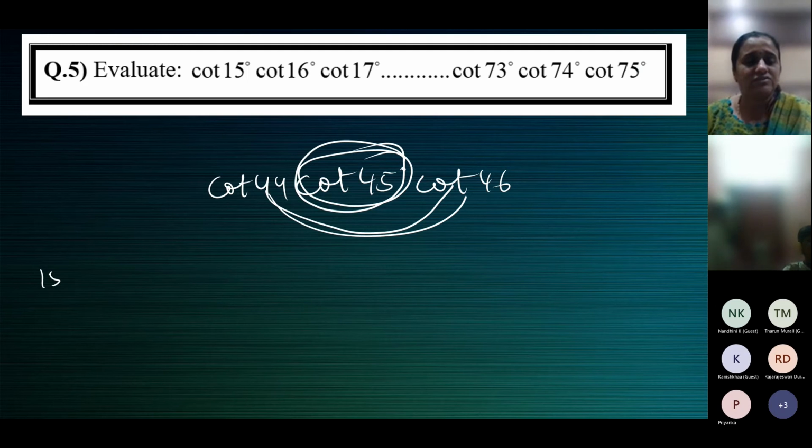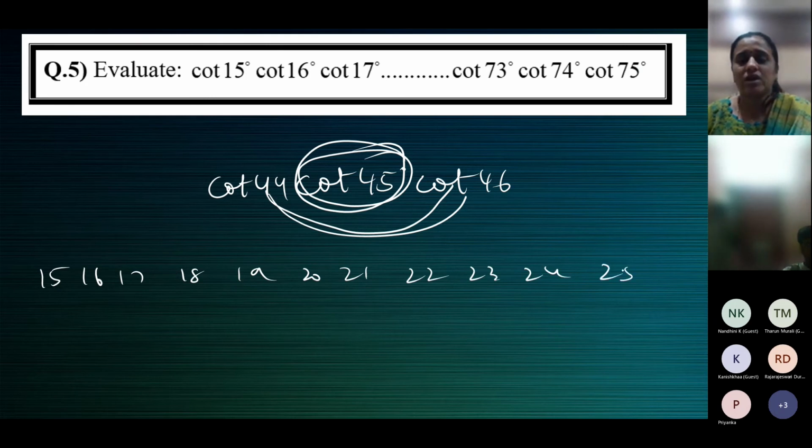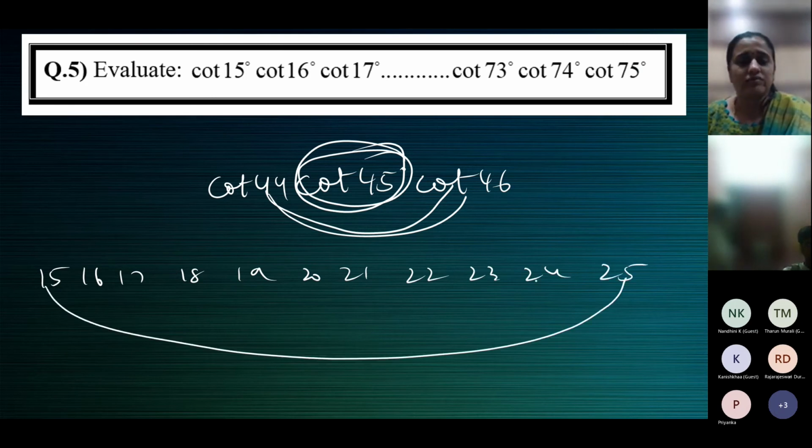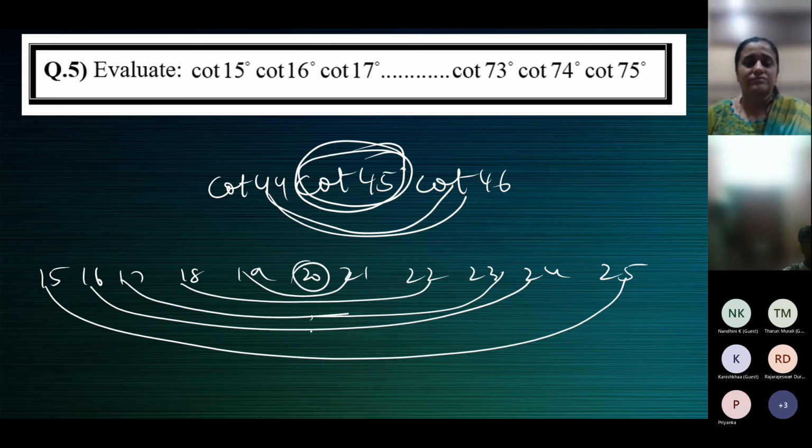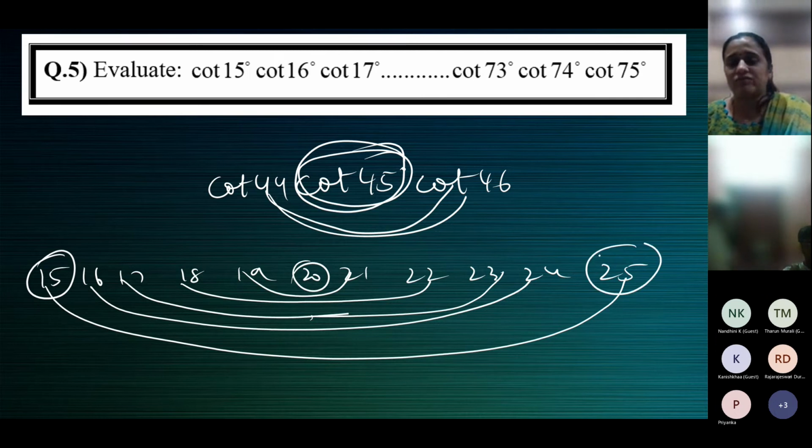Like when we did 15, 16, 17, 18, 19, 20, 21, 22, 23, 24, 25, what happened? 15 and 25, 16 and 24, 17 and 23, 18 and 22, 19 and 21, 20 in the middle. 15 plus 25 is 40. 40 by 2 is 20. 20 in the middle, left alone, no pair. The last pair is 19 and 21.